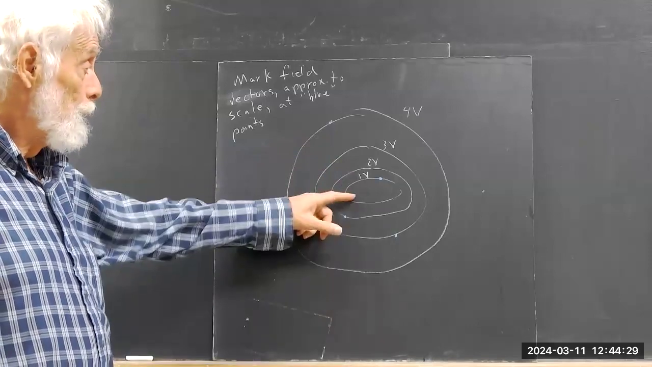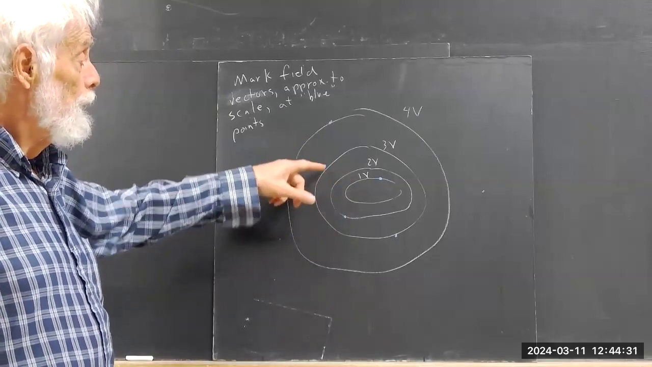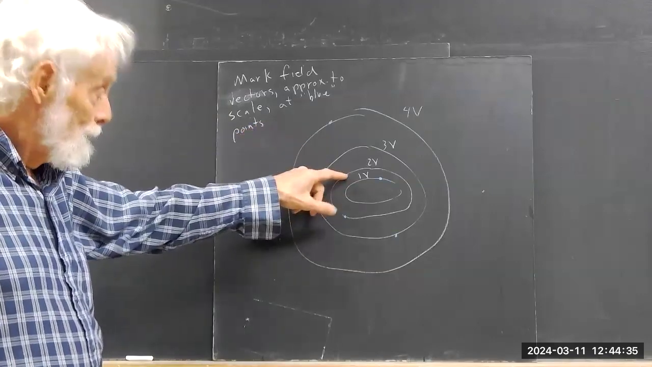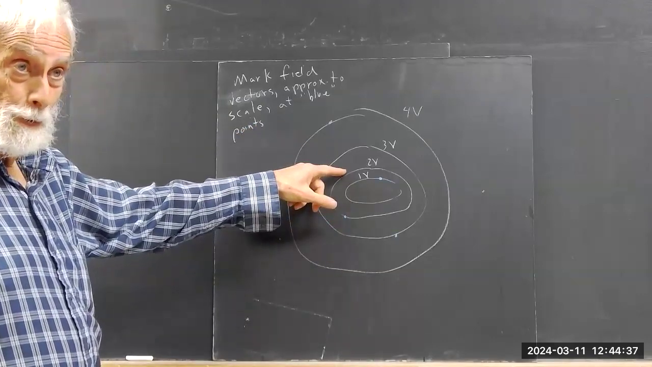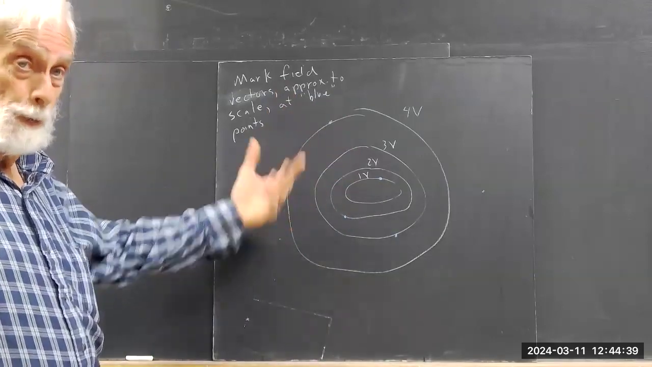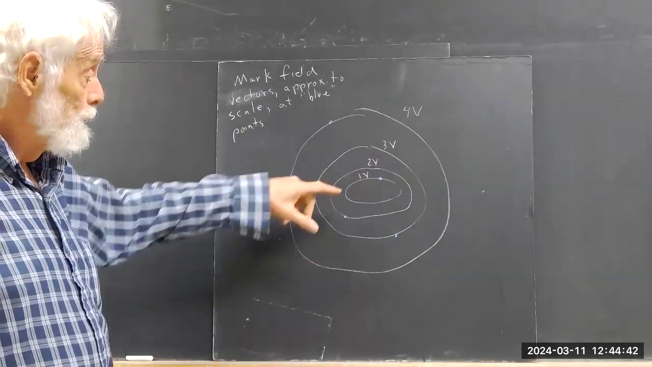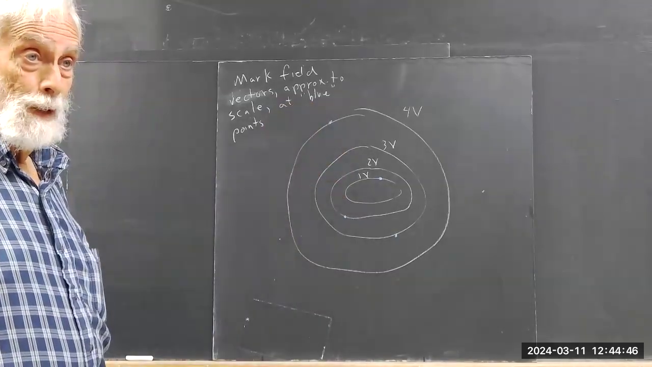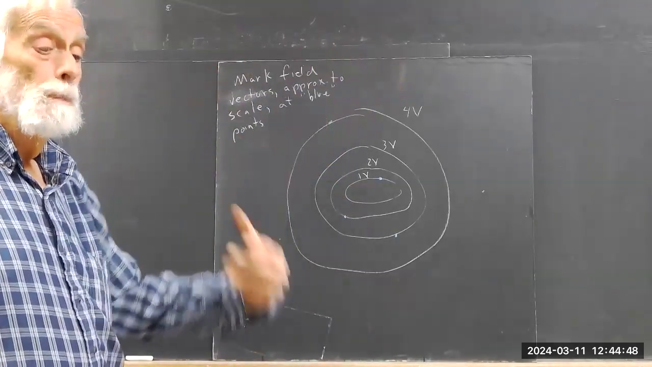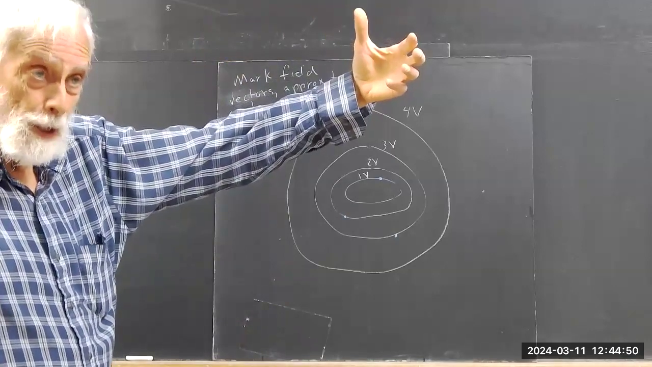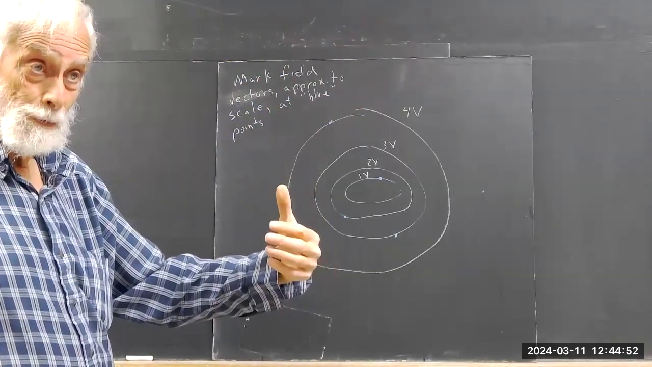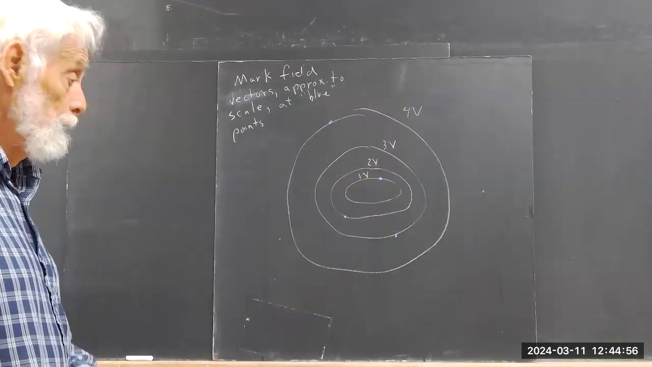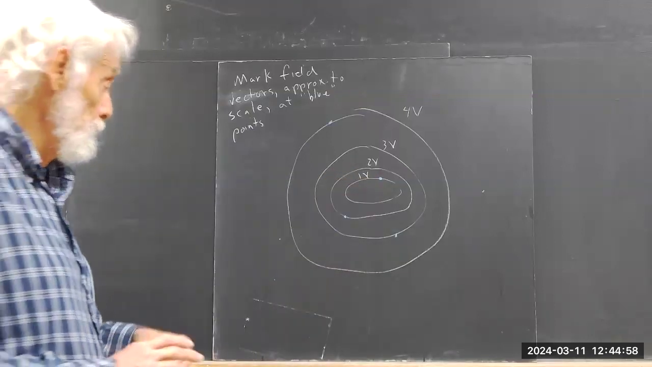Why? Because you've got as many volts between here and here as you have between here and here. But you have fewer meters between here and here, or a smaller fraction of a meter, depending on the size of this distribution. You have less distance here than you have here. Since it's volts per unit distance, change in potential divided by the distance, you have greater electric field here, and that's something you really need to understand.